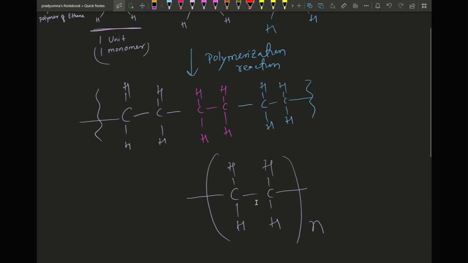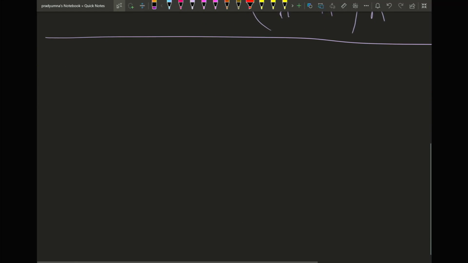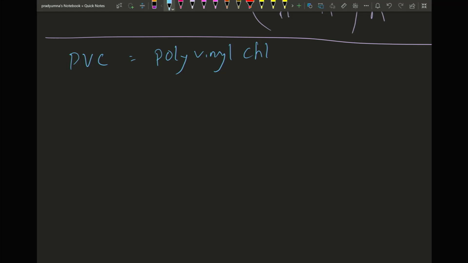Let's see another example. Have you heard about the PVC pipe? PVC pipe, the one we use in our house every day, everywhere. PVC is called polyvinyl chloride. Polyvinyl chloride is a polymer of vinyl chloride.